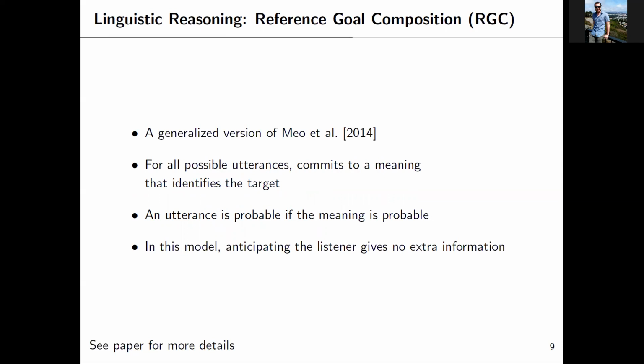Once RGC has adapted its meanings, there's no further information it can gain from anticipating a listener who has done the same. So combining RGC and RSA results in the same probabilities you get with only RGC. Now this is just a high-level description. See the paper for more details.